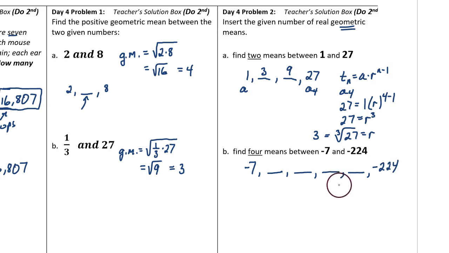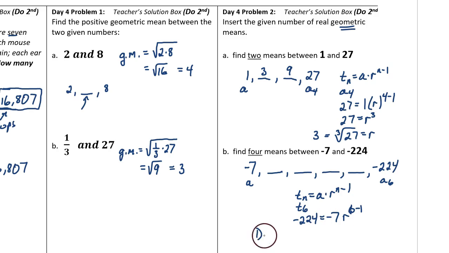I'm not sure if I can just guess the correct number for r this time. So let's use the formula. We have the value of a, and we have the value of a sub 6. We know what the sixth number is. So the formula is t sub n equals a times r to the n minus 1. And when it says t sub n, we're going to use the t sub 6, the fact that we know what t sub 6 is. It's negative 224. A is negative 7. We don't know r. And for n, fill in a 6.